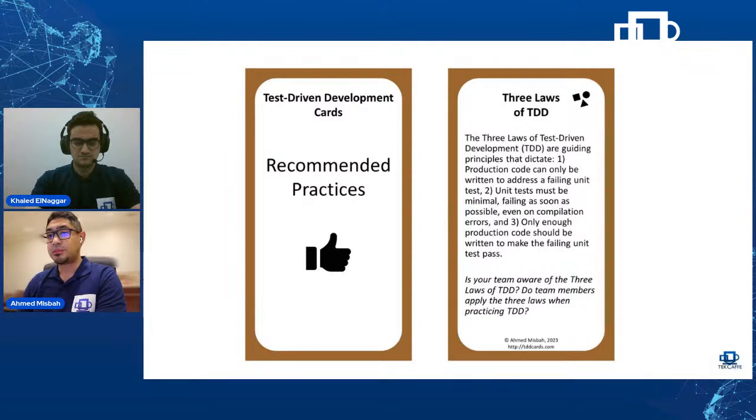So we shouldn't be writing any production code until we first write a test. And this is what makes TDD a test-first approach, because otherwise it's test-last. And as we've mentioned, test-last is not really TDD. And the second law says that we should see the failing test. We should see the test fail at runtime and not at compile time. And the third law states that we should write just enough production code to see the test go green. Okay, so let's move to the next card.